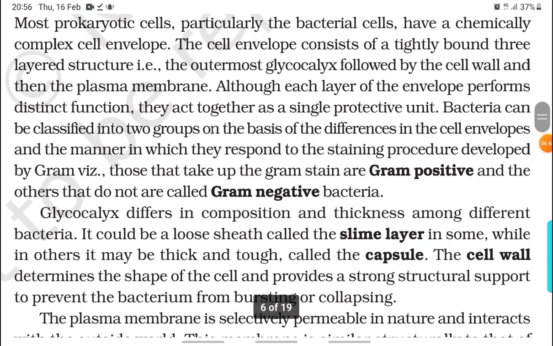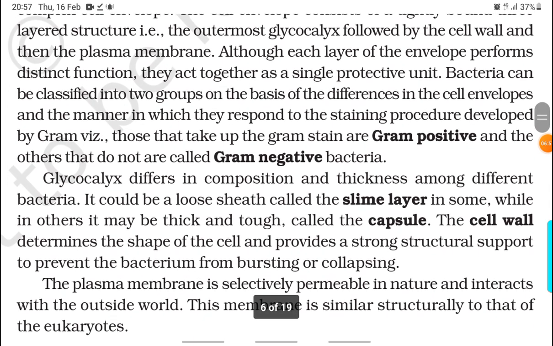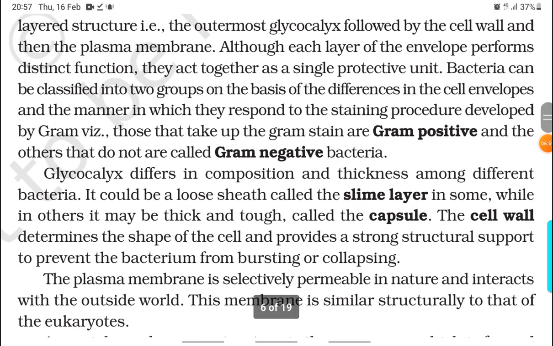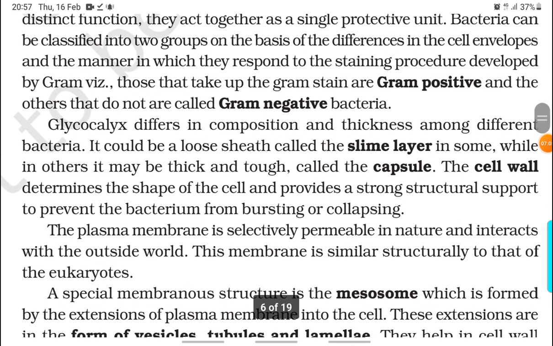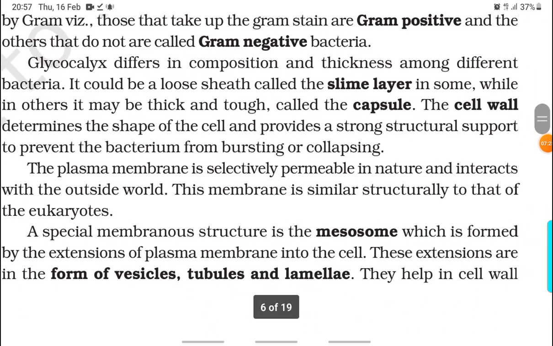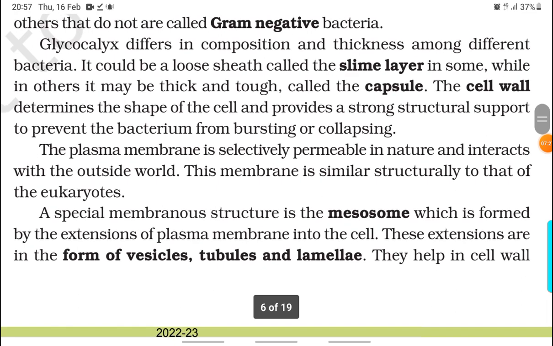The cell envelope consists of a tightly bound three-layered structure, that is, the outermost glycocalyx, followed by the cell wall and then the plasma membrane. Although each layer of the envelope performs a distinct function, they act together as a single protective unit. Bacteria can be classified into two groups on the basis of the differences in the cell envelopes and the manner in which they respond to the staining procedure developed by Gram. Those that take up the gram stain are gram positive, and others that do not are called gram negative bacteria. Glycocalyx differs in composition and thickness among different bacteria.